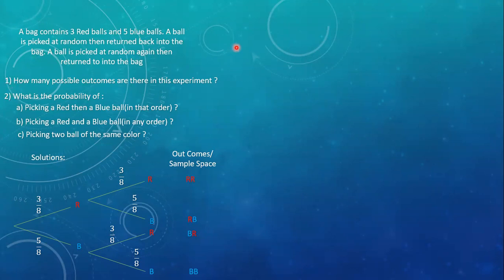So what is happening is we have a bag that has 3 red balls and 5 blue balls. The total number of balls is 3 plus 5, which is 8. So we pick a ball at random, record it, and send it back into the bag, and then take another ball, look at it, record it, and send it back to the bag, right? So you want to know how many possible outcomes we have.